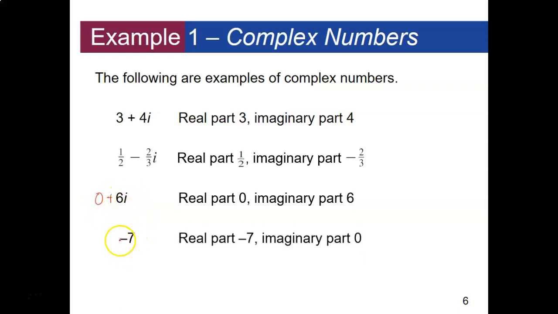And then any real number is actually also a complex number, because we could write it as negative 7 plus 0i. So 0 represents the imaginary part and negative 7 would be the real part. I think it's pretty clear what the real and imaginary parts are here. But when you get down to just an imaginary part or just a real part, those can also be put in the form a plus bi if you just make the missing part be 0.